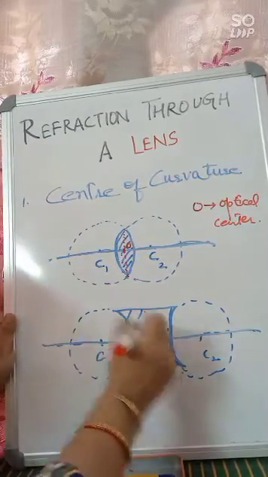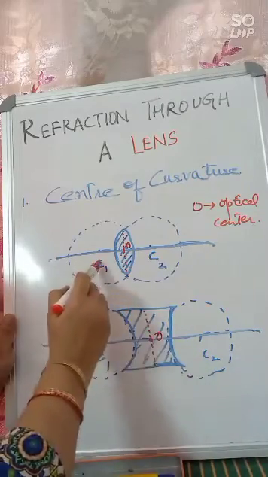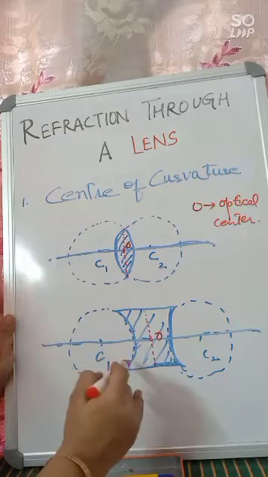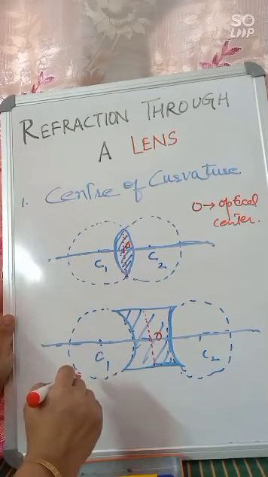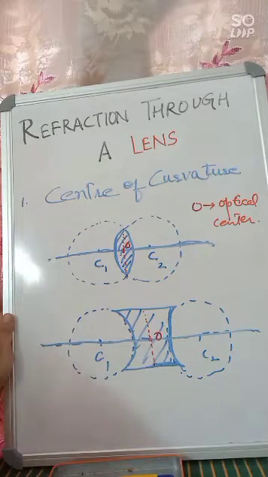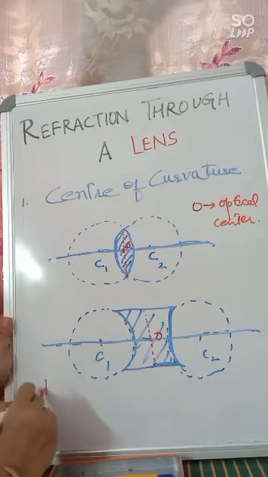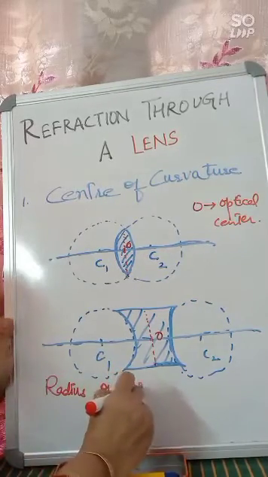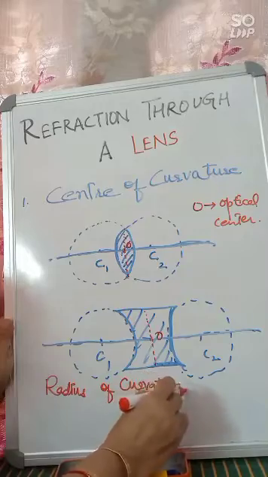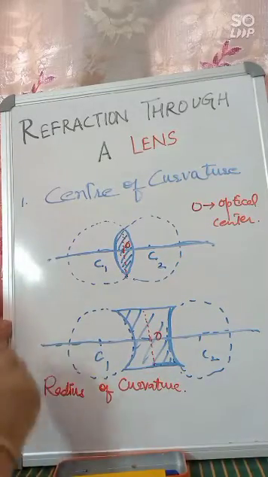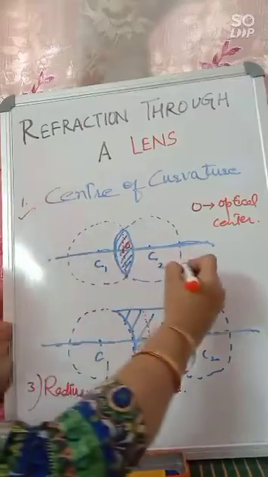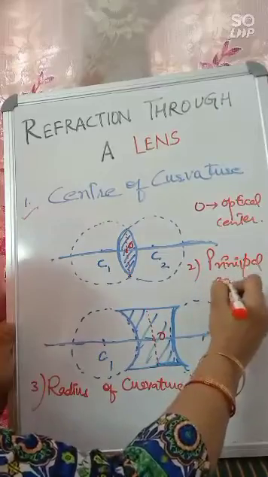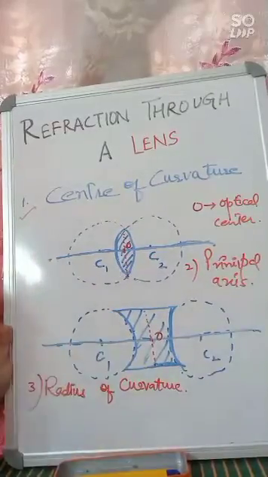So this is your optical center, right? The distance between C1 and O, or O and C2, will be termed as the radius of curvature, right? So we have done three definitions. First was center of curvature, second is principal axis, and third we did radius of curvature, right?